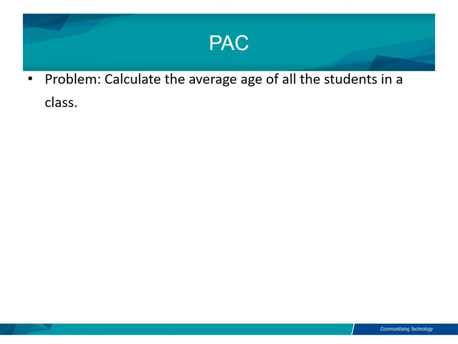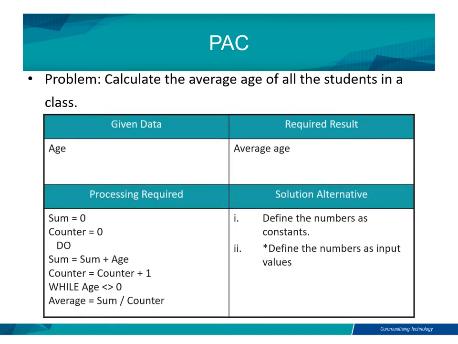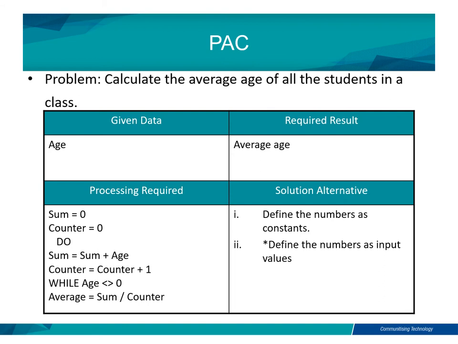This is one example of loop structure for calculating the average age of all students in a class. We have four sections in the PAC table. Given data is the age. Required result is the average of the age. The processing we have here is the variable sum, counter, and also a looping by using do while looping. We have a solution alternative by using a constant and also input values. As you can see here, in the processing part, we have do while statements in order to accumulate the total age of a given input.